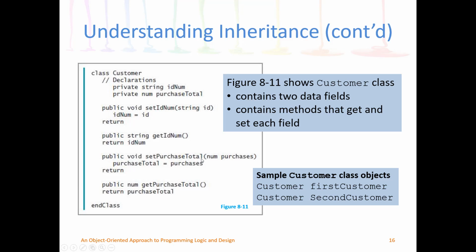Here I'm setting the purchase total, purchases goes into purchase total. I'm returning nothing, so it's void. And here I'm getting the purchase total. And again, I'm returning a number, and it's the purchase total. These are the methods. These are the attributes for this class. And I can create class objects like I did before. First customer is a customer. So there's my object, first customer, from class customer. Second customer is an object, and it also comes from class customer.